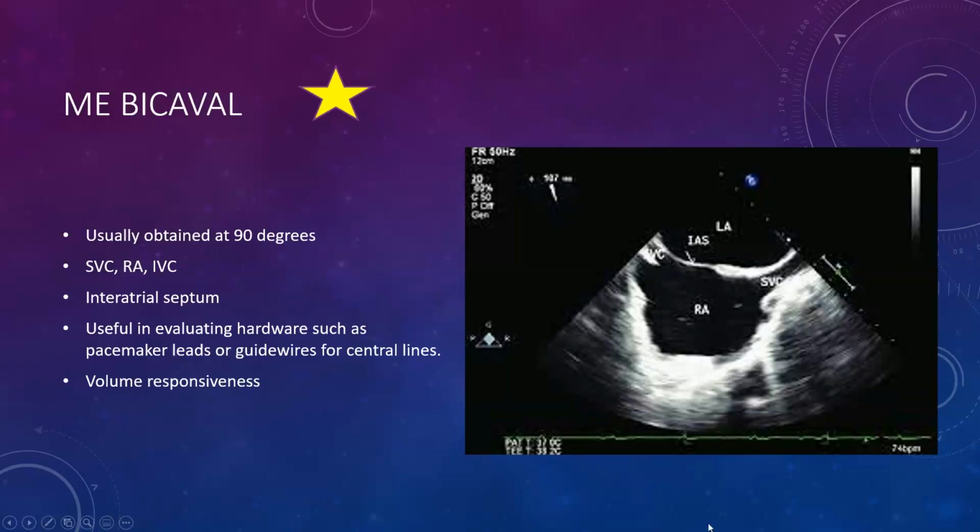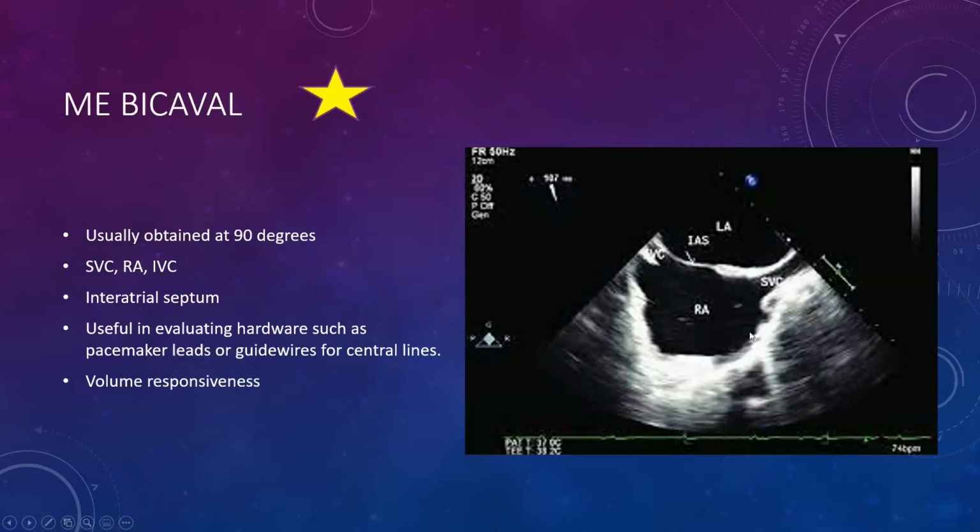This is going to be your SVC and your IVC. You can look a little bit for volume responsiveness. And I find this to be the most helpful view when doing procedures. So this is where I look for my resident wire when they're placing a central line. Now, obviously, when someone has ICDs and pacemakers, there can be a lot of hardware going through here. So you have to be able to identify what is what. But this is a great view for procedural guidance.